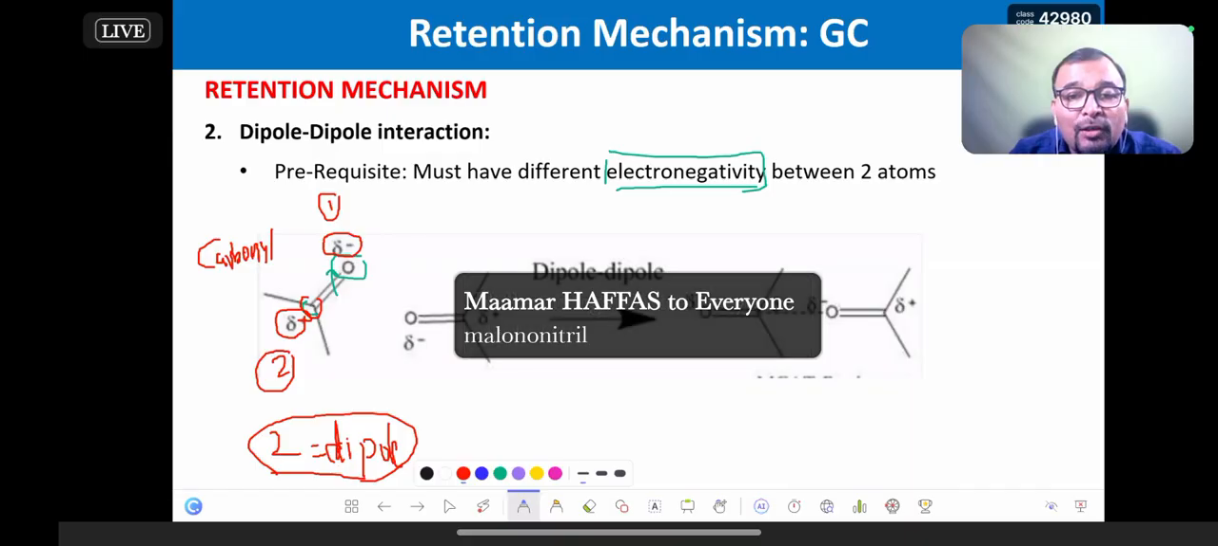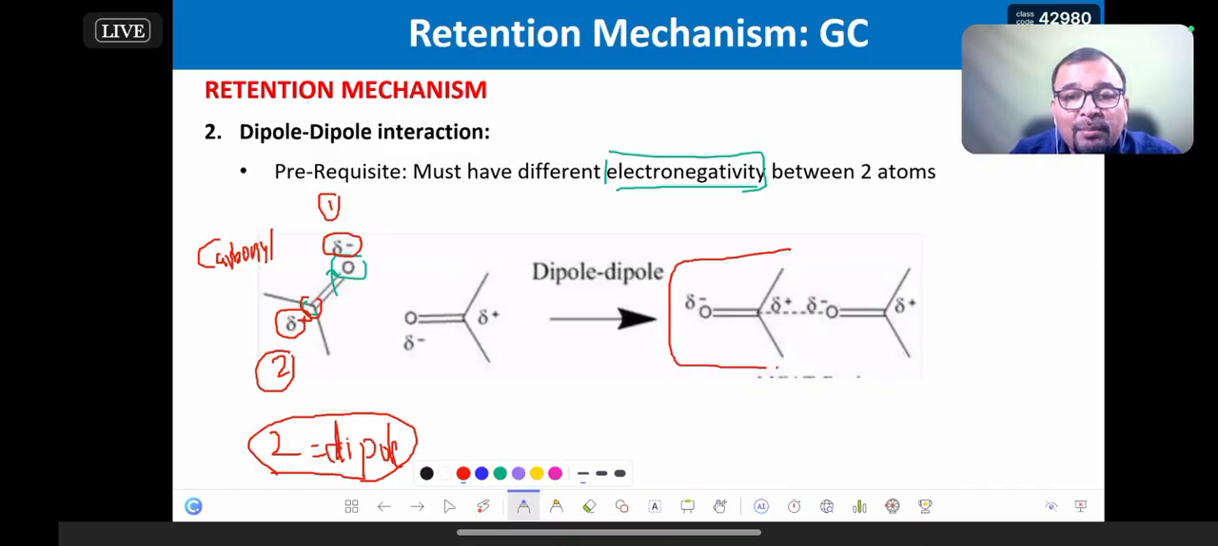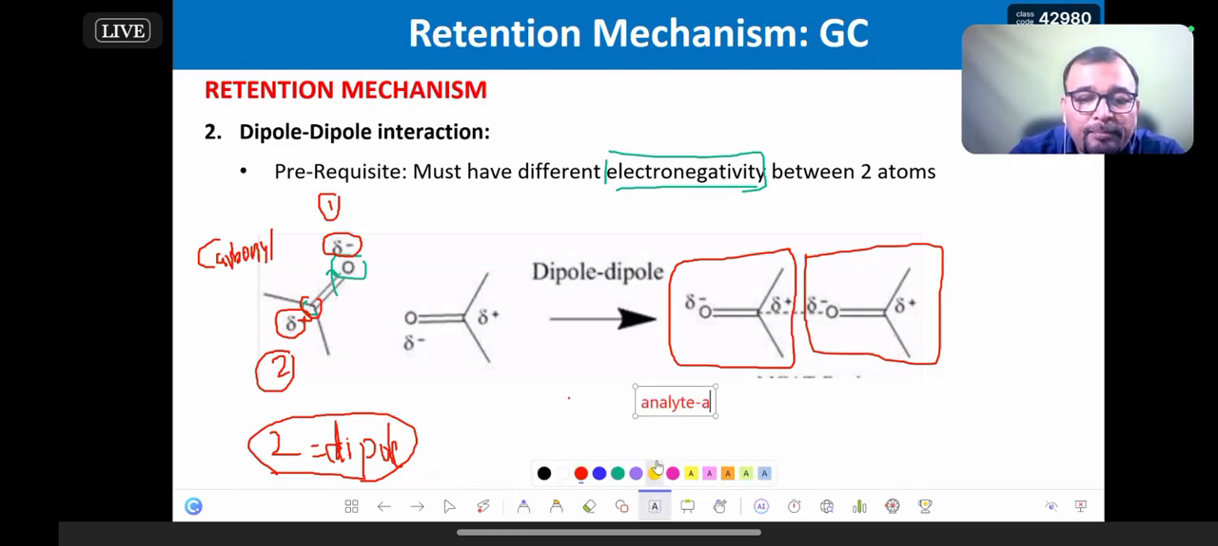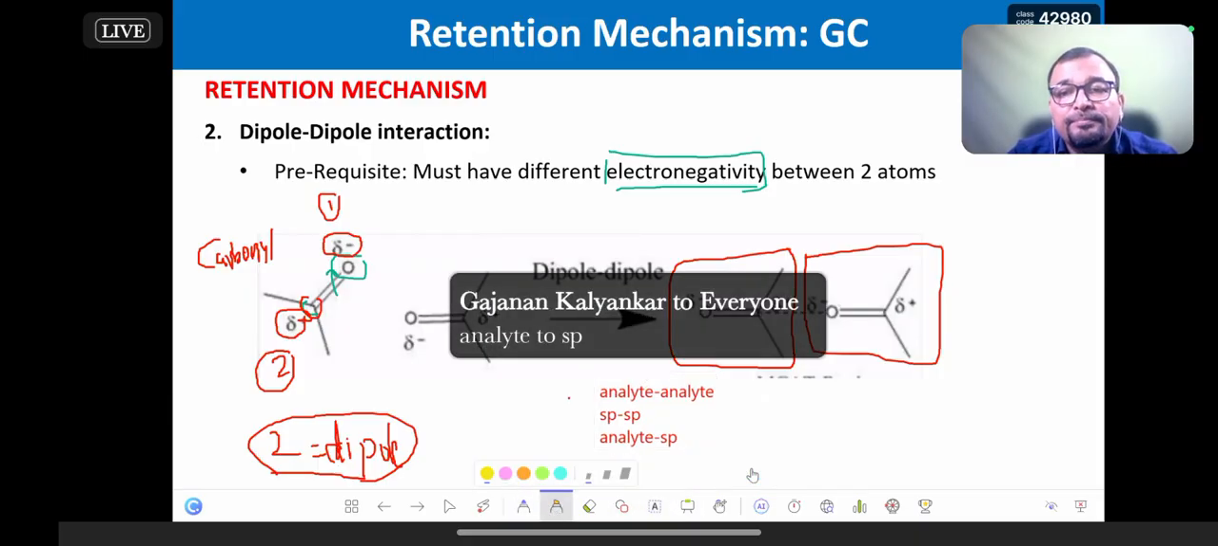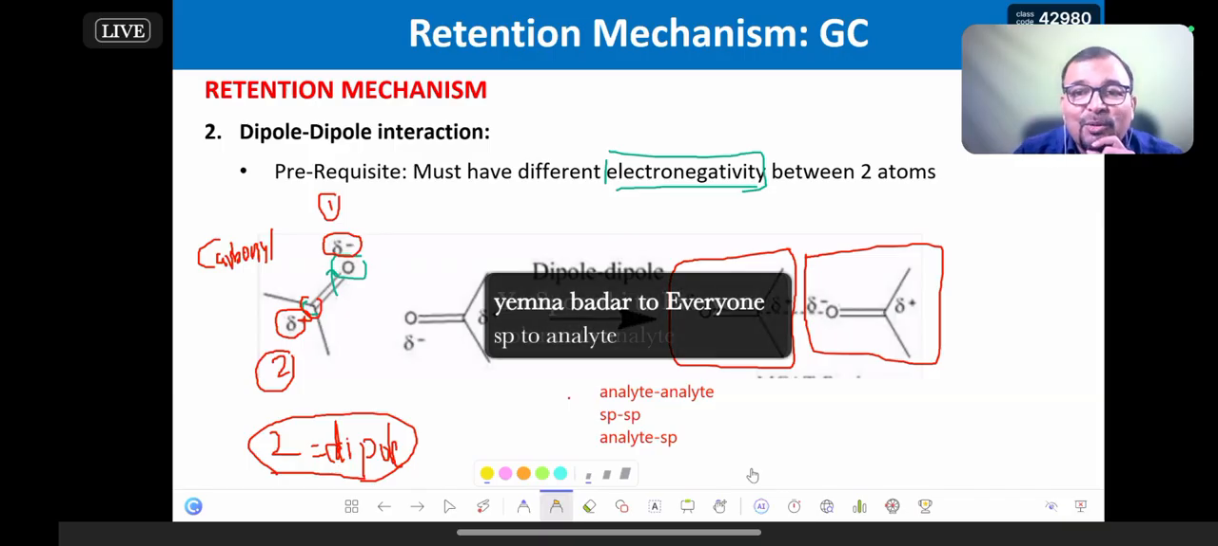Now this one molecule has the two dipoles, right? And the other molecule has the dipoles. Now I am talking about, please once again understand this. Am I talking about the dipole-dipole interaction between analyte and analyte, or stationary phase and stationary phase, or analyte and stationary phase? I am talking about dipole-dipole interaction between whom? Absolutely, Gajanan. Thank you so much. I'm talking about a dipole-dipole interaction between analyte and stationary phase.